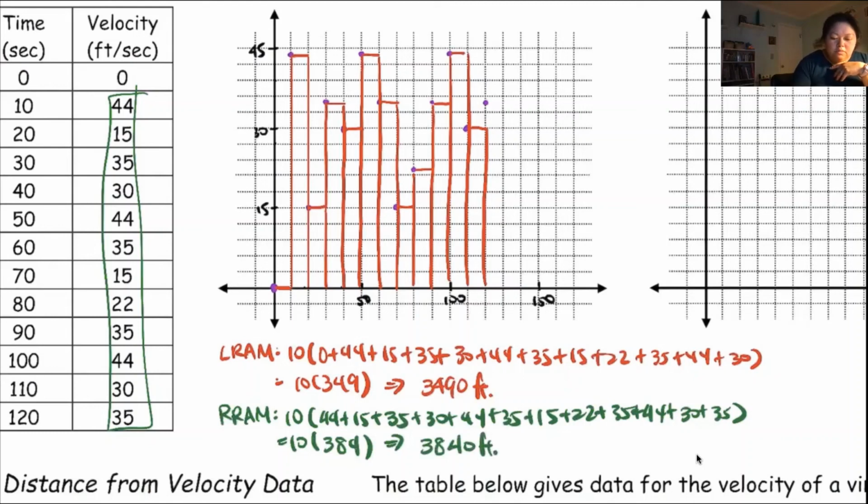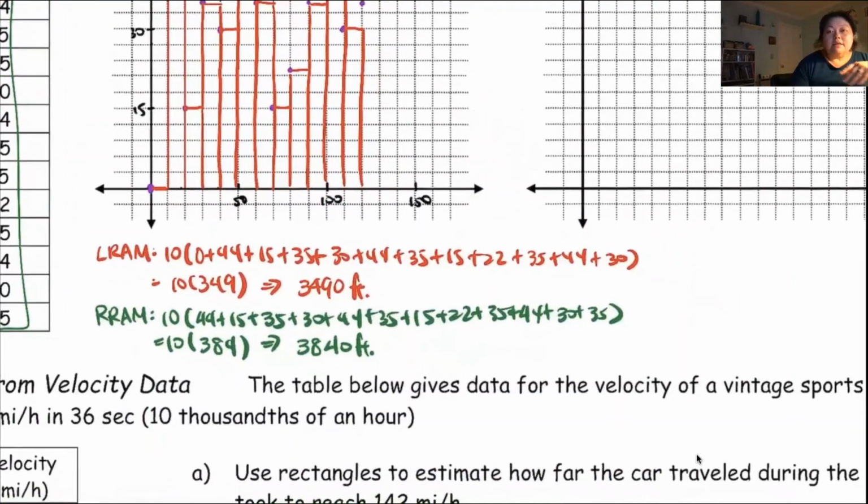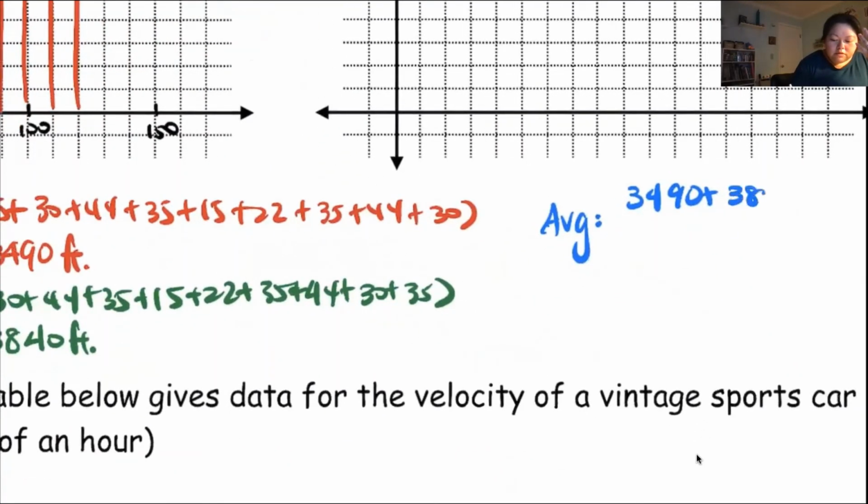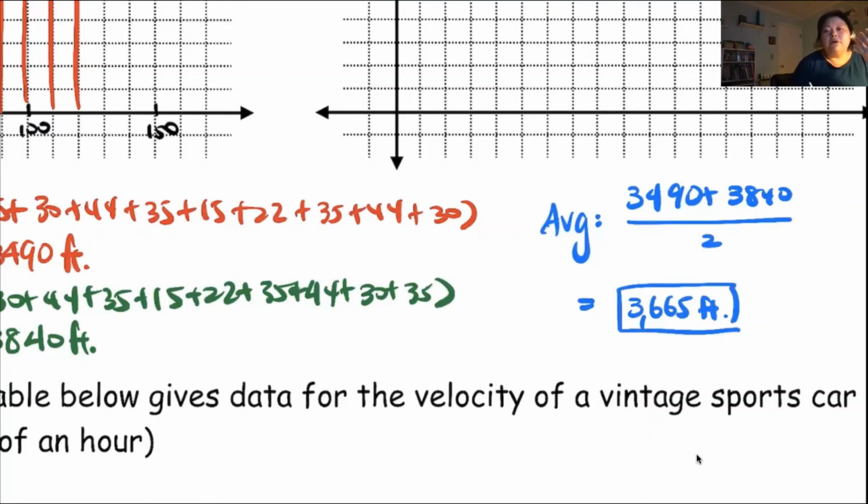Okay, so because now I have the LRAM and the RRAM, I don't know which one is better, but I know they're both approximations. One is usually over, one's under. Now to find the best estimation is to average these out and go 3,490 added to 3,840 and then divided by 2. So your approximation is 3,665 feet. And that is a very good approximation of how long this road is.